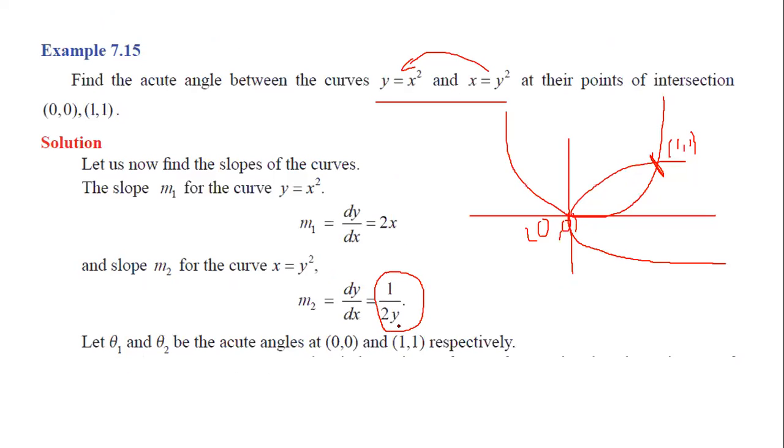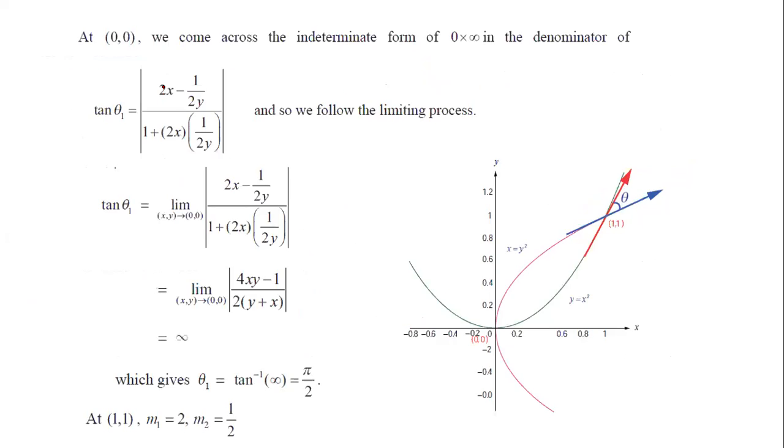In case y equal to 0, then it will be infinity, but that should be finite. Therefore, we have to go for the limiting process. Then we substitute tan theta equal to 2x minus 1 by 2y, divided by 1 plus 2x into 1 by 2y. Substituting the value 0, 0, we will get infinity, which gives tan inverse of infinity, that is equal to pi by 2.